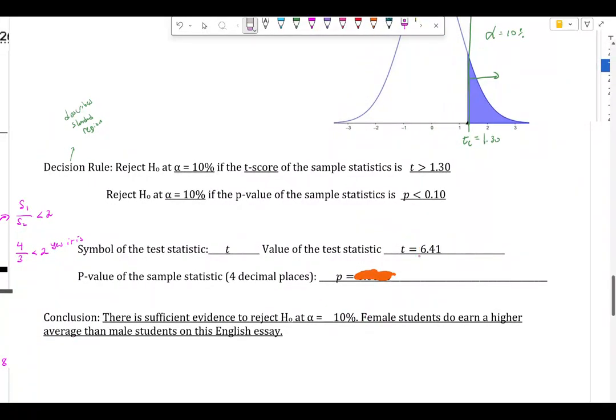So the t-score is 6.41, which means that if this is 3, 4, 5, 6, our sample information will be way over here on the graph, basically non-existent. And the p-value is essentially 0. Therefore, there is sufficient evidence to reject the null hypothesis at alpha equals 10%. Remember, the null hypothesis was that they were equal. So if it's not true that they're equal, therefore it must be that female students do earn a higher average than male students do on this English essay.